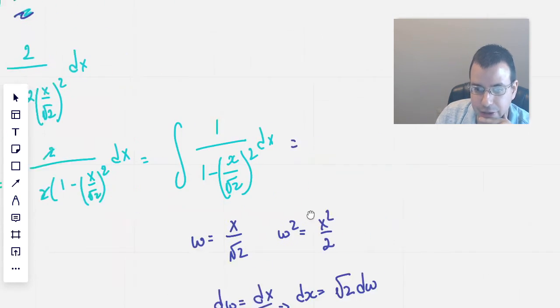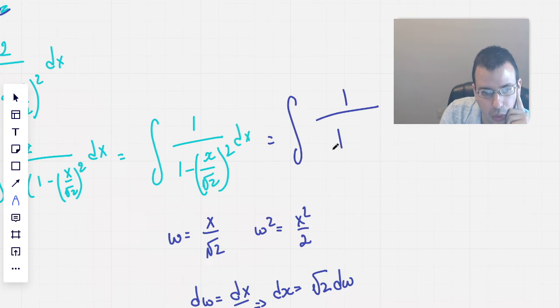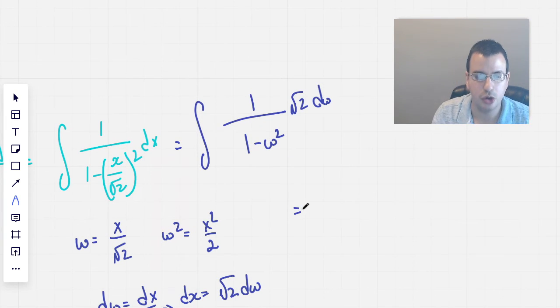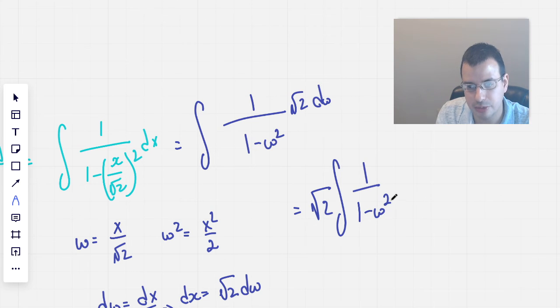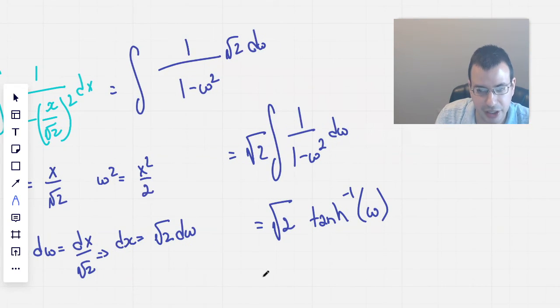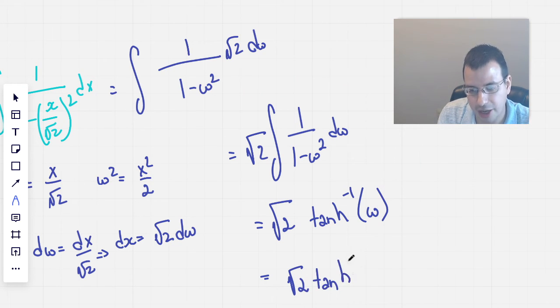Okay, then putting this all together, we get 1 over 1 minus, now this is x squared over 2, which is that, so it's going to be 1 minus w squared, and then this dx is going to be square root of 2 times dw. So square root of 2, integral 1 over 1 minus w squared dw equals square root of 2 times the inverse hyperbolic tangent of w. But we know that w is x over square root of 2, so we have square root of 2 times inverse hyperbolic tangent of x over square root of 2, and then we'll do a plus c.